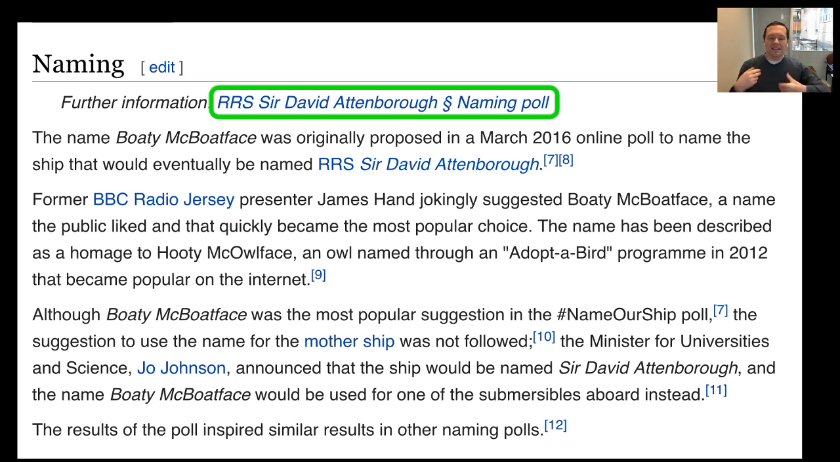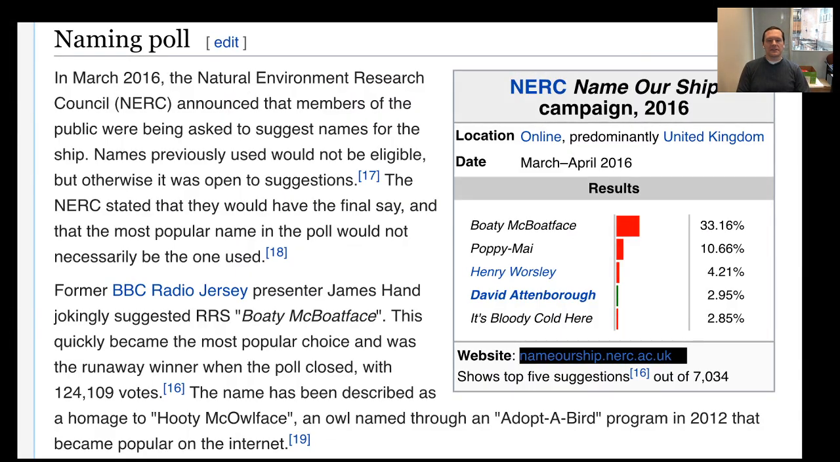And as we continue to emphasize research and investigation and digging, I'll admit there are times we look at the summary or we look at the synopsis or we look at the abstract, but we do try to dig in as well. And so we're going to do that right now. So this is the naming poll element. This is part of the overall Wikipedia page for that boat.